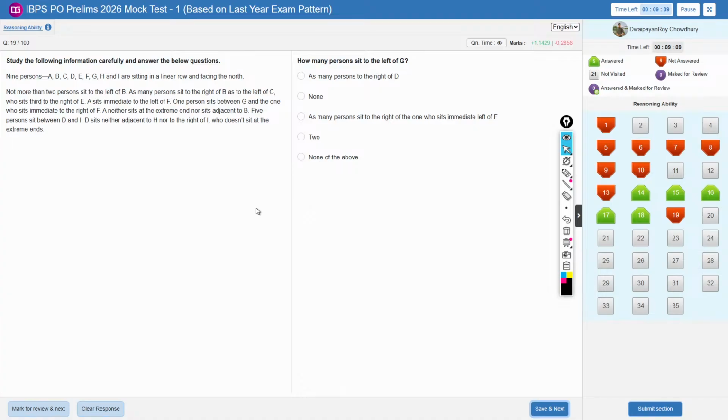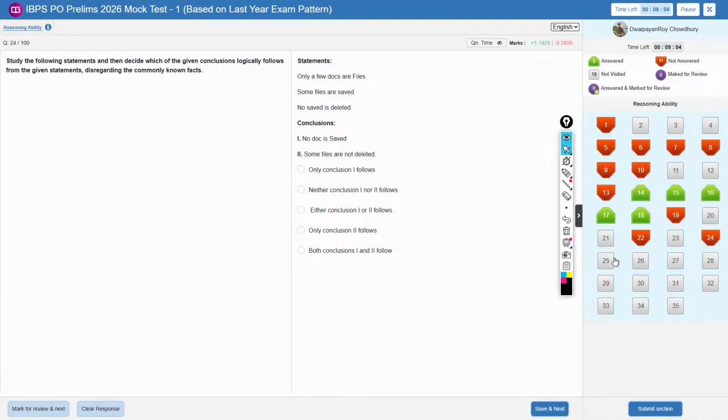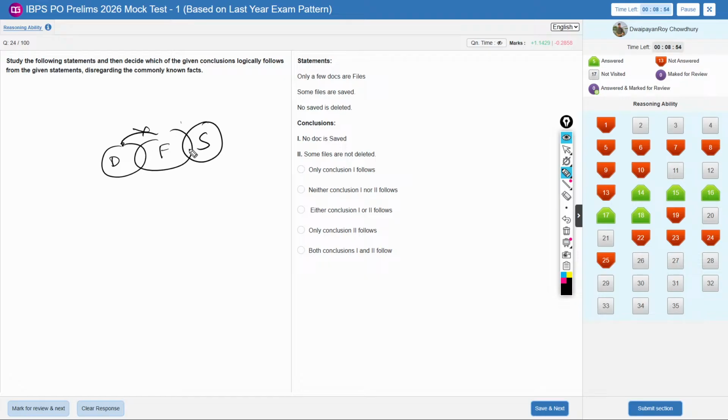Only a few docs, files, some files saved, no saved, deleted, no docs saved, some files are not deleted, not necessarily. Okay, some files are not deleted, yes. So conclusion 2 is true.